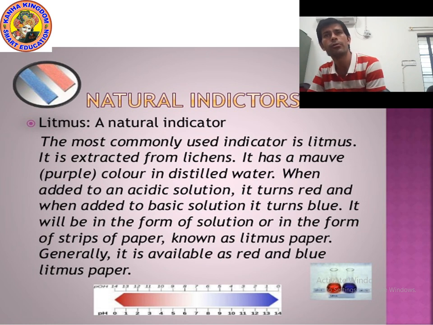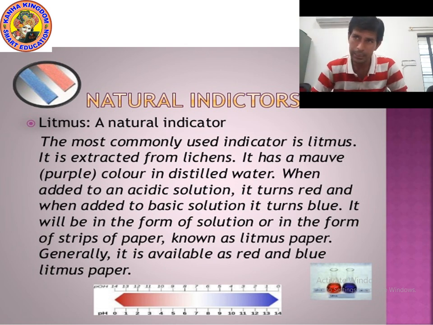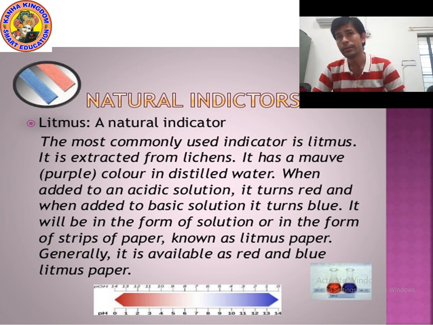It has a mauve color in distilled water. What is the color of the litmus indicator? Purple, mauve. When you dissolve litmus in distilled water, the color changes into purple.